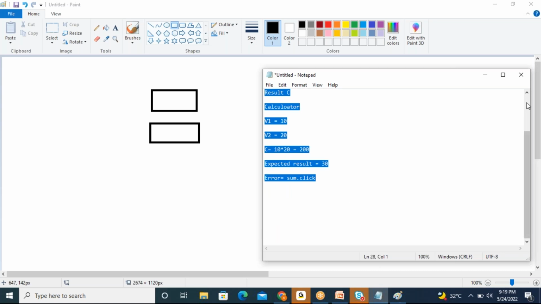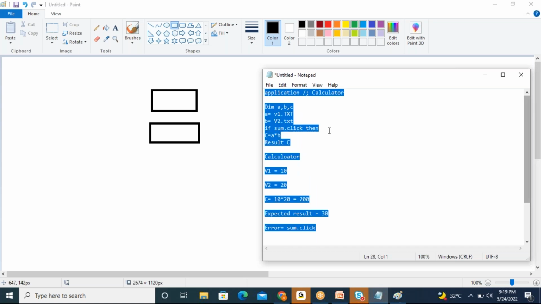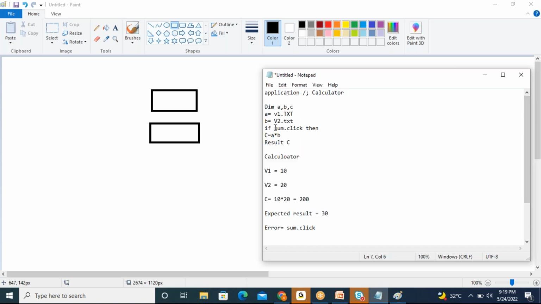So this sum dot click is a function, right? That will be invoked. Yes, sum dot click is the function, and they have written the logic here: if sum dot click, then C equal to A into B. If this is not true, then it will not multiply. It should not multiply, but it was getting multiplied, because they have written the code as sum dot click. After entering V1, 10 plus 20, click means enter.